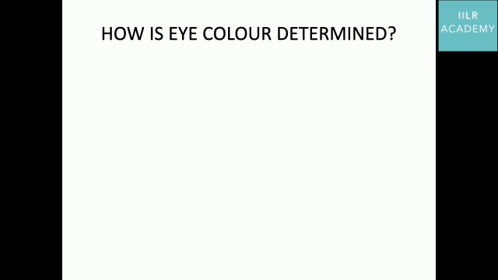So how is the eye color determined? The eye color is determined by varying degrees of the pigment melanin. The melanin is produced by melanocytes which are present inside the iris of the eye. You must have noticed that a lot of people have bluer or greener eyes, but they are not actually blue or green. It is actually because of the different concentration of the brown pigment melanin.